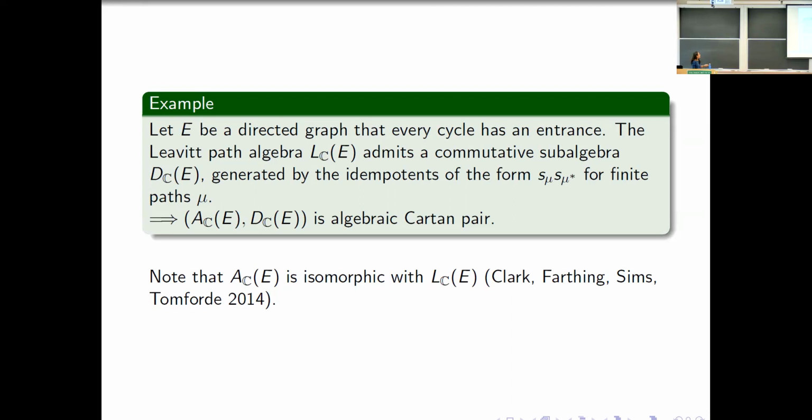And on the other hand, Sarah also showed in her slide that there's a commutative subalgebra sitting inside it, and moreover it is maximal abelian. So if we just pick up this pair, of course this gives rise to an algebraic Cartan pair. Okay, so what I want to convince you of is that yes, those algebraic Cartan pairs do exist, and there are examples of that.